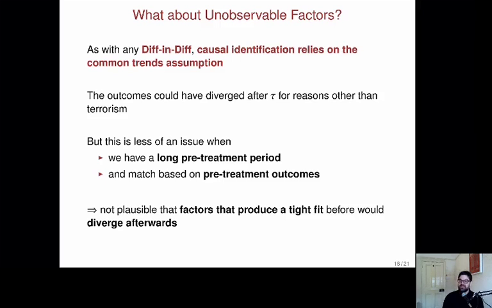Now, the big question for any causal inference method is, well, what about unobservable factors? It's an observational study. We don't have proper randomization, so unobservable factors will surely play a role. As with diff-in-diff, we have to make the common trends assumption. And as in any study, you have to argue why the parallel trends assumption would hold.